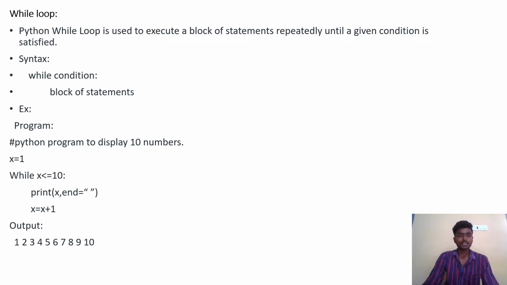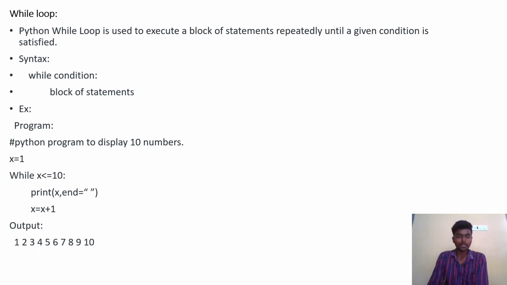Consider a variable x and assign a starting value equal to 1. While x is less than or equal to 10, because we want to display only 10 numbers, that's why we give the condition while x less than or equal to 10, followed by print x, and the values are printed until the condition becomes false.